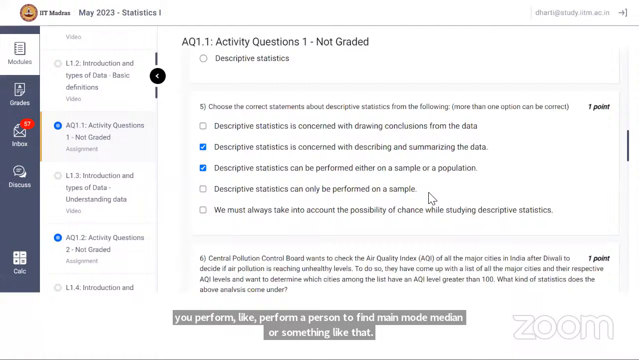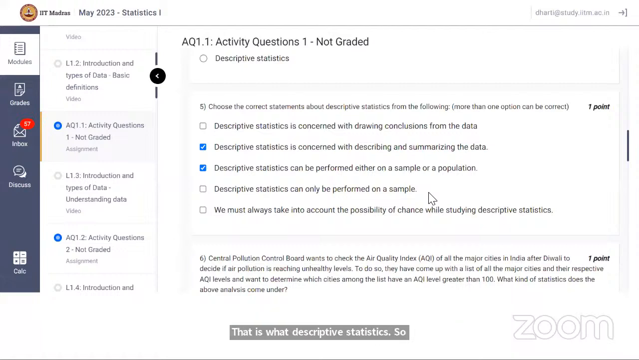So you do not have doubt in option B, as it is directly the definition, right? Then option C, am I right? Okay, then let's come to option C. It says descriptive statistics can be performed either on the sample or population. Yes, it is right, because in descriptive statistics, whatever the data set is, you will perform analysis on that data.